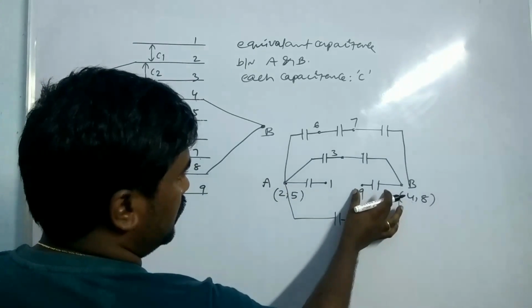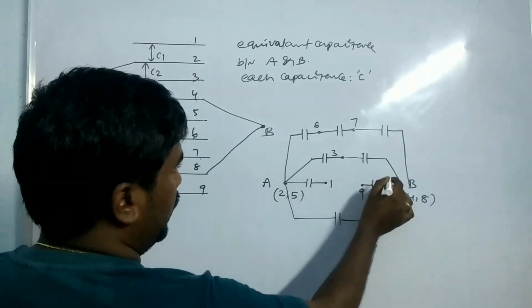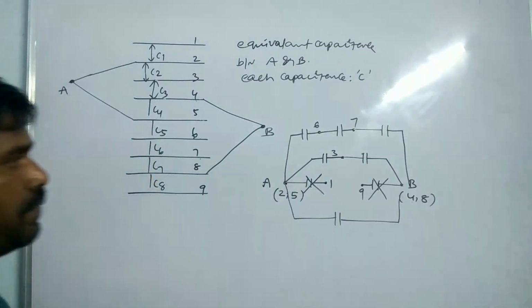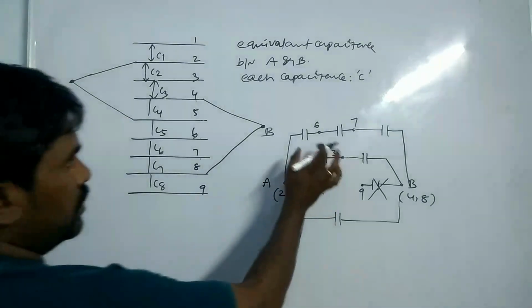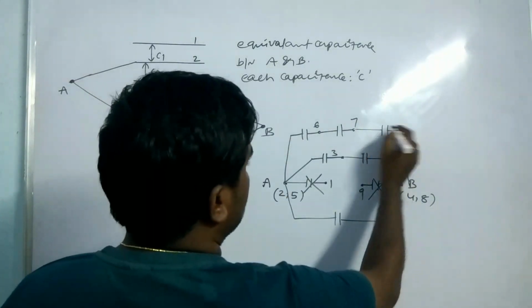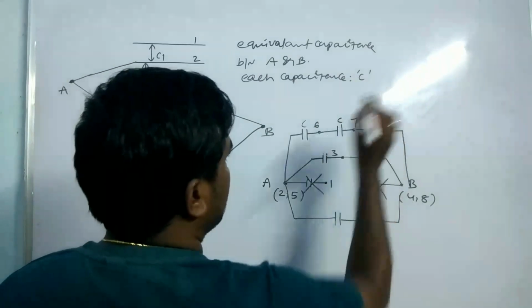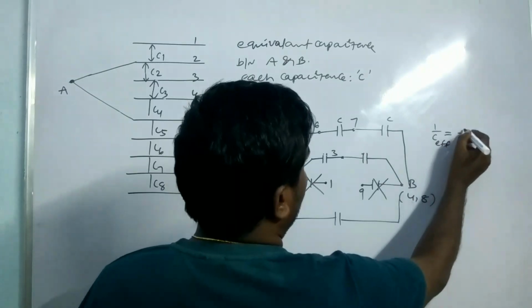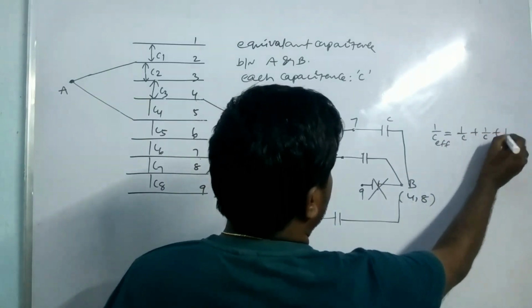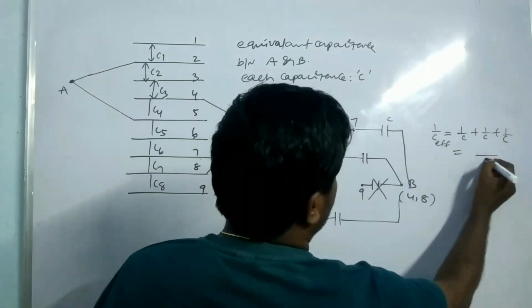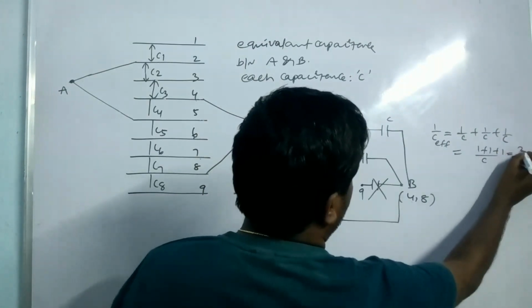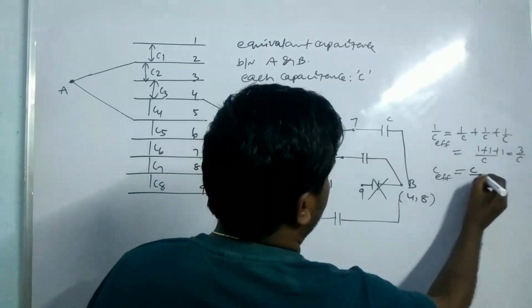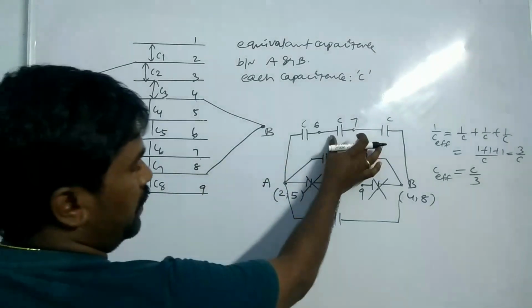Here this capacitor is not connected by anyone, hence it is not a capacitor. This is also not connected by anyone, hence this is not a capacitor. Hence we have to check these three are in series combination, C, C, C. So how can we find this? 1 by C effective equals 1 by C plus 1 by C plus 1 by C. C is the LCM, 1 plus 1 plus 1 equals 3 by C. It is nothing but C effective equals C by 3. Okay, so this is C by 3.